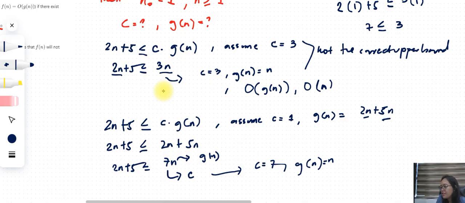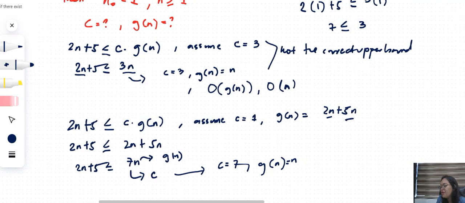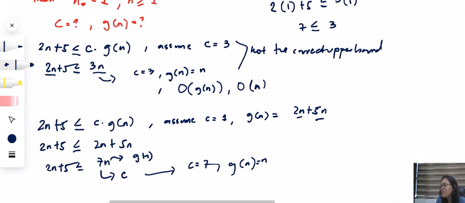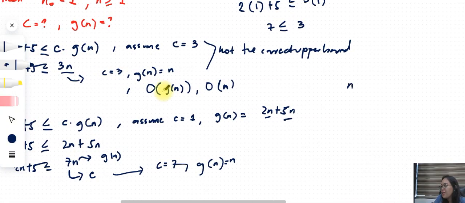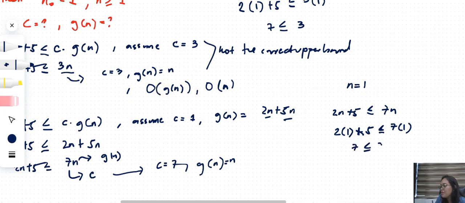This is the function, class. Let's look at it in a graph. But if there is no graph, because we cannot really draw a graph during an exam, we will check if n is equal to 1 and whether that equation holds true. So 2n plus 5 less than or equal to 7n. So 2(1) plus 5 less than or equal to 7(1). So this becomes 7 less than or equal to 7, which is true. So voila, we have our solution now.